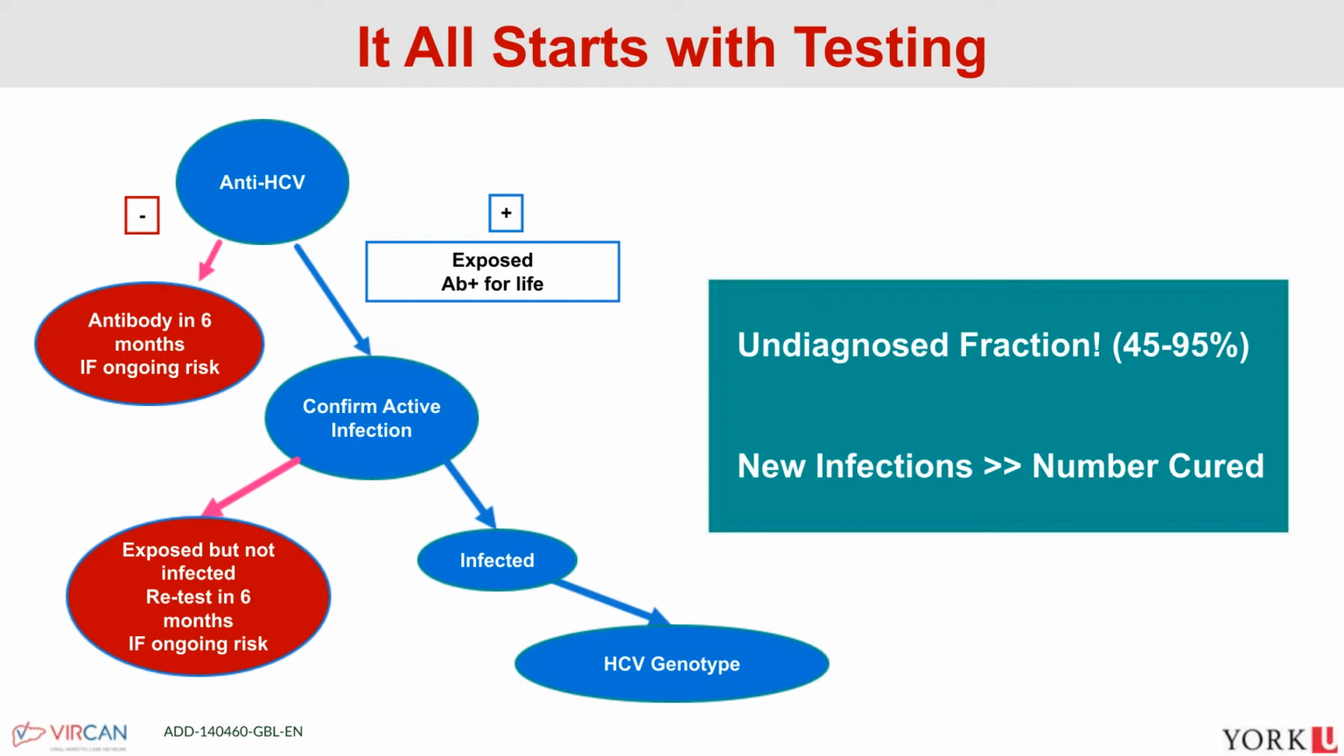And one of the most interesting things about viral hepatitis elimination, I think, is that in order to achieve it, we're going to have to address this undiagnosed fraction. In a place like Canada, we propose that our undiagnosed fraction is somewhere around 44%. But based on the literature, in a lot of countries, the undiagnosed fraction could be up to 95%. And in countries where there is some robust screening and treatment is readily accessible, we still are struggling towards that elimination goal because new infections are actually outpacing the number of individuals who are cured.